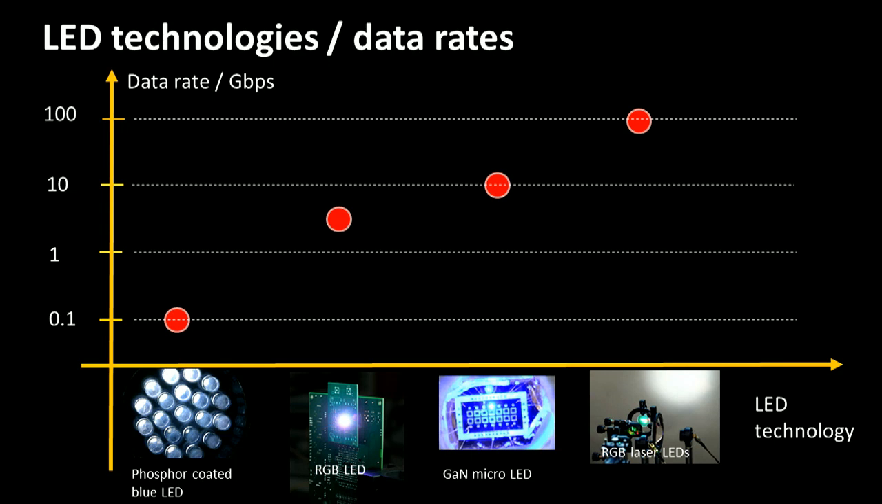But if you go to more advanced RGB LEDs, you have three channels, and you don't have the phosphorus coating on top, and that would allow you to get approximately 5 gigabit per second, which is in the area of wireless gigabit, so WiGig, sort of latest Wi-Fi standard.